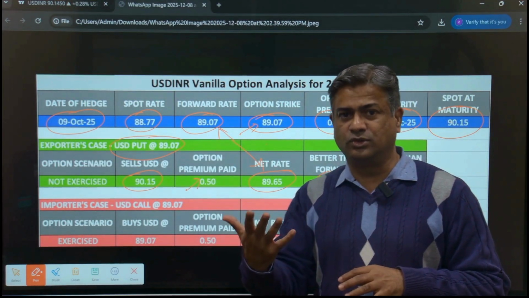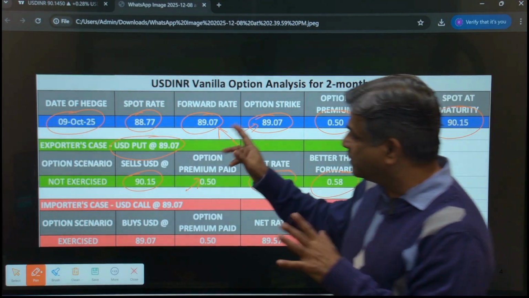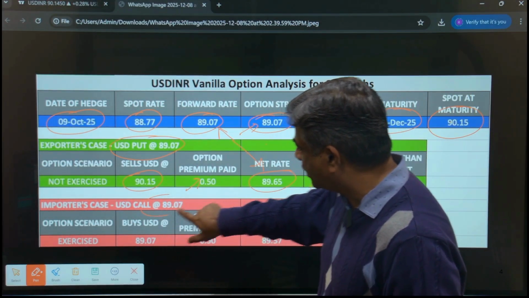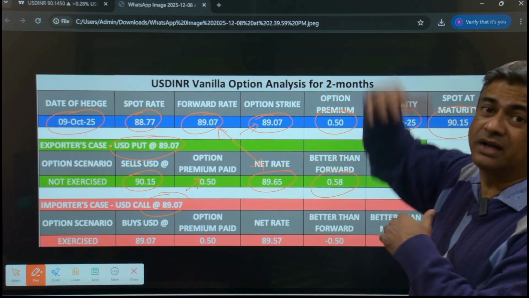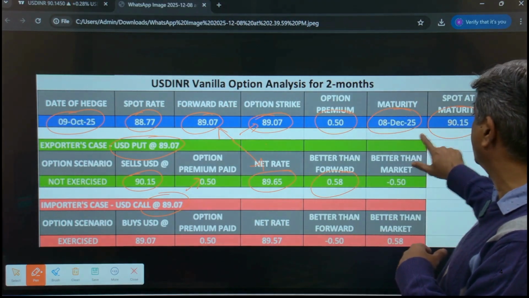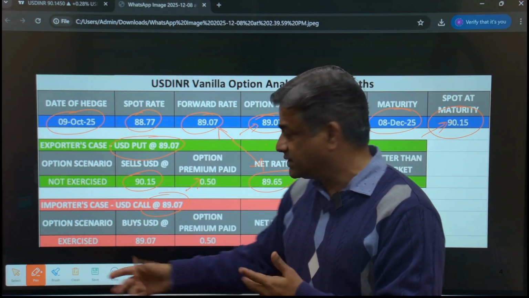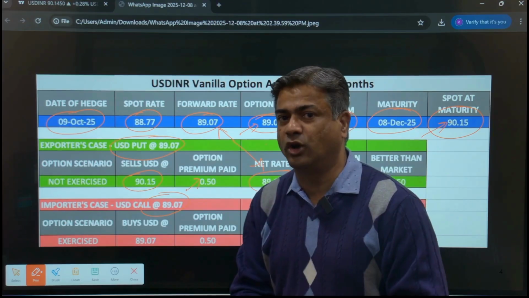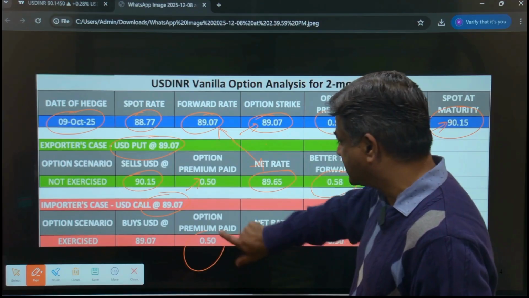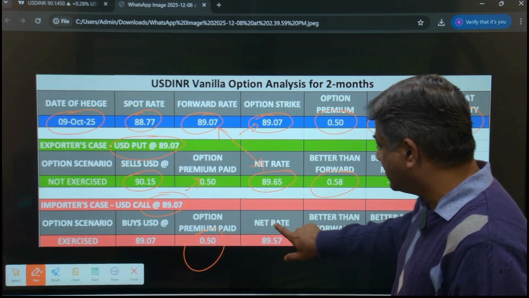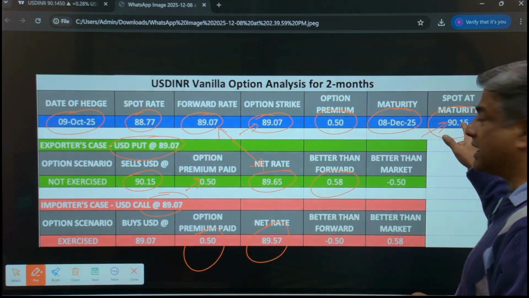Importer's case is usually the corollary of what the exporter is doing. So simple again, I took a dollar call at 89.07. Now since the market has gone substantially higher, it has gone to 90.15, I will exercise my option. So I will buy dollars at 89.07, and since I have paid this 50 paisa premium, my net cost will be around 89.57. This is still better than the market.